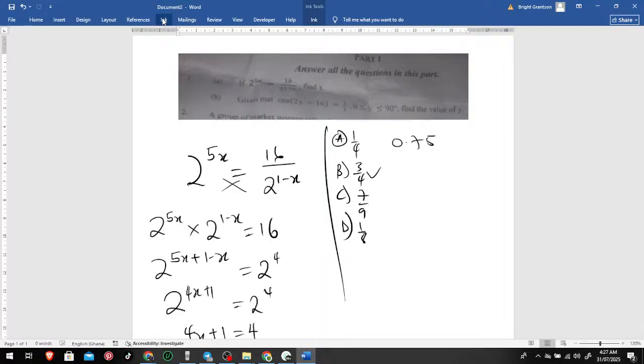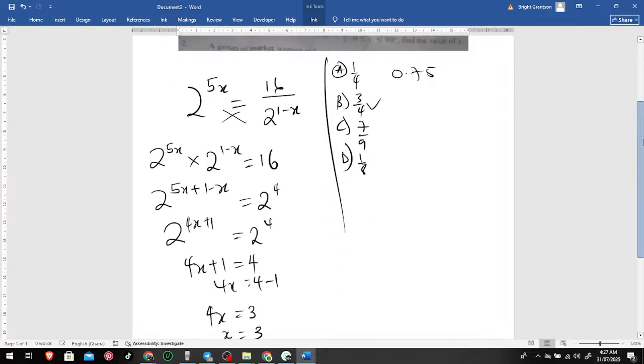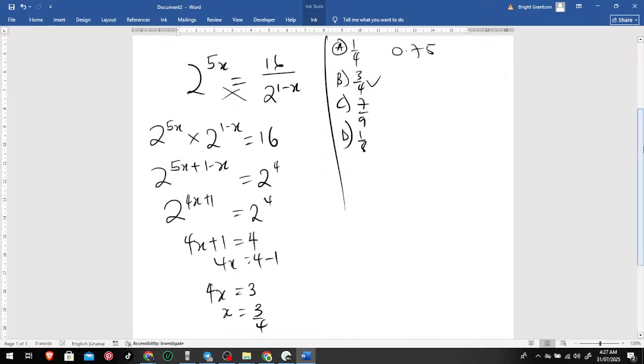So are you copying or taking screenshots? Screenshot. Okay, are you done? Yes, please.